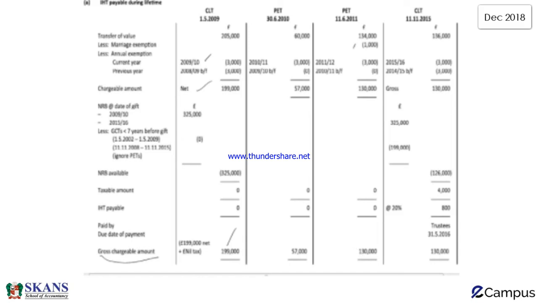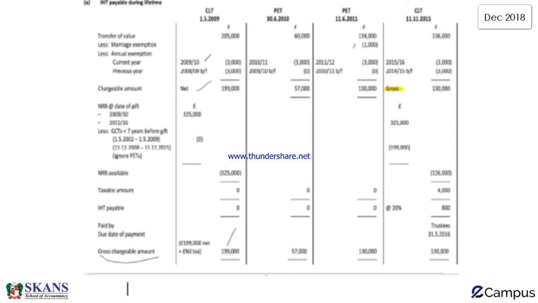The next transfer was made on 11th of November 2015. As it was a CLT, and the transfer was made in 2015/16, we will be able to deduct 2 annual exemptions. As trustees are to pay the tax, this is already a gross chargeable amount. What would be the nil rate band available on this transfer? For tax year 2015/16, it is 325,000.